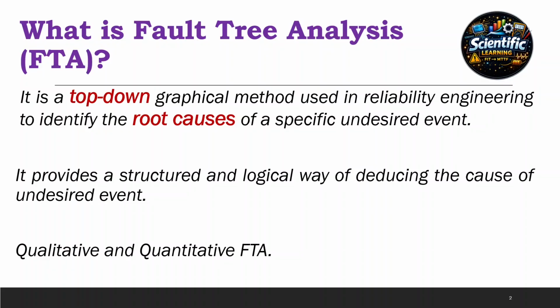Two types of FTA exist, as shown here, qualitative and quantitative. In qualitative FTA, the root causes are identified without attaching any probabilities, whereas in quantitative FTA, probability of the top event is calculated based on underlying events.